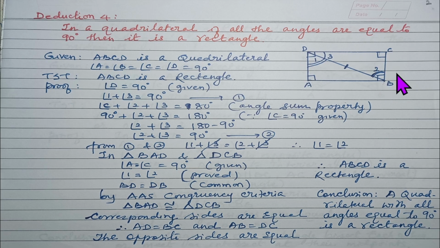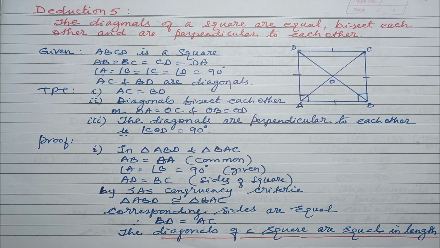Therefore, we have a quadrilateral in which all the angles are equal to 90 degrees and the opposite sides are equal, so naturally the quadrilateral is a rectangle. So the conclusion is, a quadrilateral with all angles equal to 90 degrees is 100% a rectangle. Okay, just try to understand and learn this particular example. Now coming to the next important deduction, that is deduction number 5.